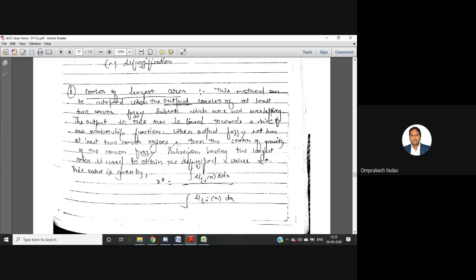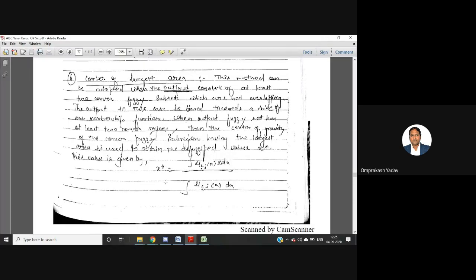The output in this case is biased towards a side of one membership function when the output fuzzy set has at least two convex regions. Then the center of gravity of the convex fuzzy subregion having the largest area is used to obtain the defuzzified value x star. And the formula is given like this: x star is equal to integration of mu c i of x into x dx upon integration of only mu c i of x dx. So x is not there in the denominator. Write down this formula and then we'll see.